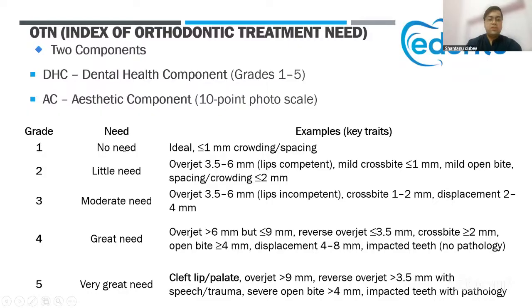Okay. So this is the table which is giving you key examples and key traits. So grade 1, 2, 3, 4, and 5. 1 would have no need, 2 would have little, 3 moderate, 4 great, and 5 very great. So cleft lip, cleft palate, obviously you want the patient to visit the orthodontist. So it is logical to keep it on the highest grade. So grade 5 is the grade. Okay. I'll not go into the details of it. I would give you a simple, precise table at the end.